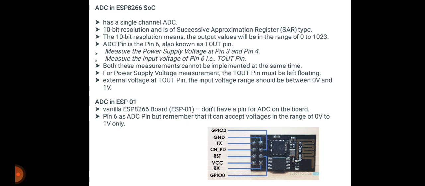The next one is the ADC on the ESP01. Here you can see in the figure this module, the ESP01. If you don't have a vanilla ESP8266 board, that is, the ESP01, then you are out of luck, as it doesn't have a pin for the ADC on the board. If you are desperate, you can use pin number 6 as an ADC pin. But you have to remember that it can accept a voltage in the range of 0 volt to 1 volt only.